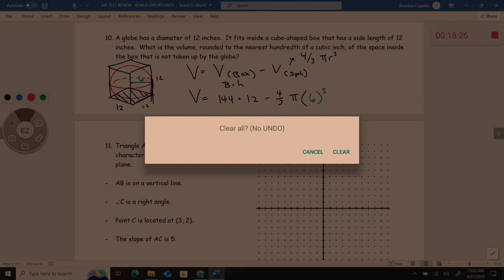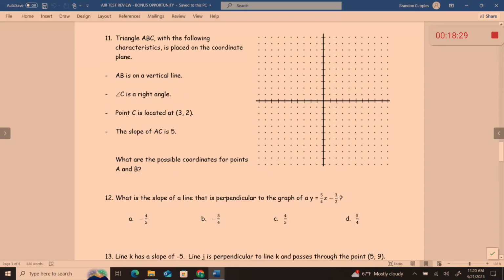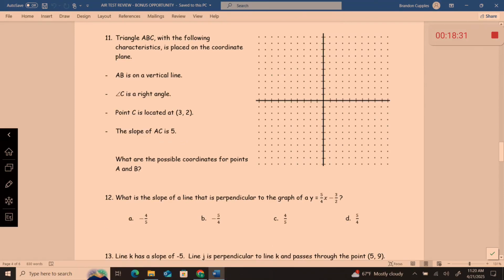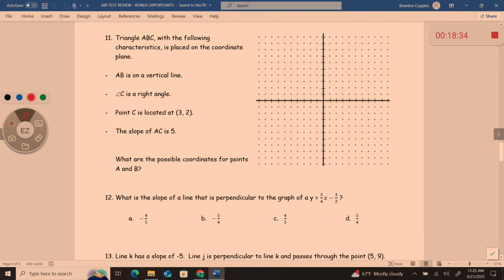All right, triangle ABC with the following characteristics is placed in the coordinate plane. Okay, AB is on a vertical line. Oh, this is the one that we talked about. This was the challenging one. Angle C is a right angle. Point C is located at 3, 2. Over 3, up 2. Point C is right here.